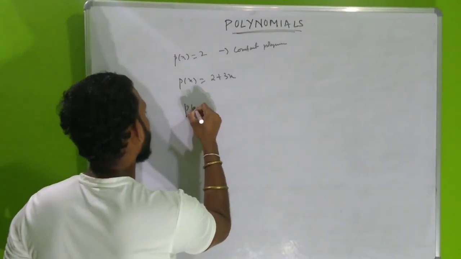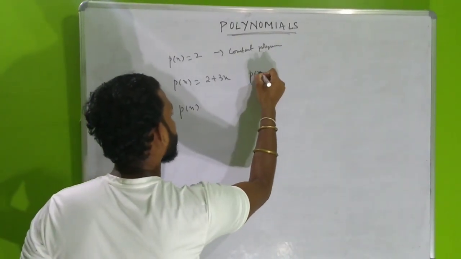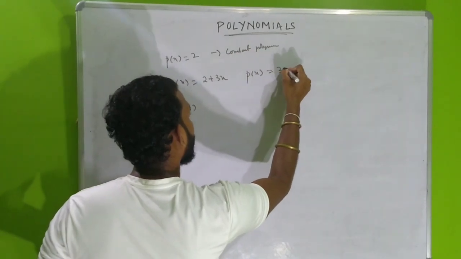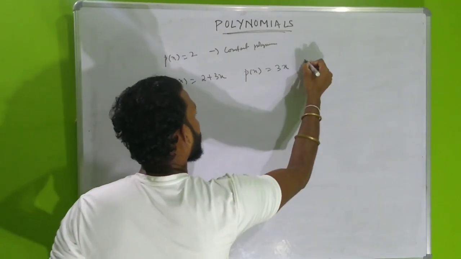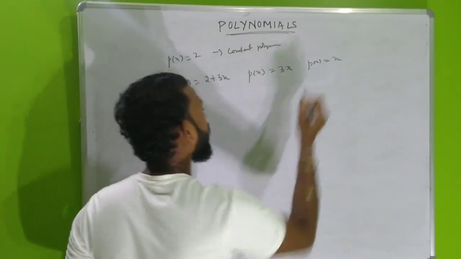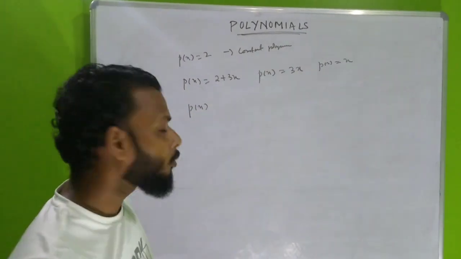Similarly, I will give some examples. p(x) is equal to 3x. p(x) is equal to x. All these are examples of linear polynomials.